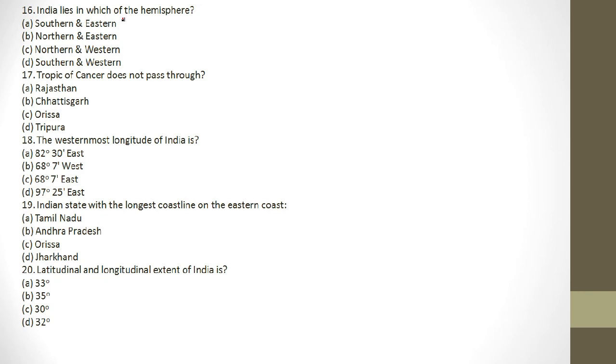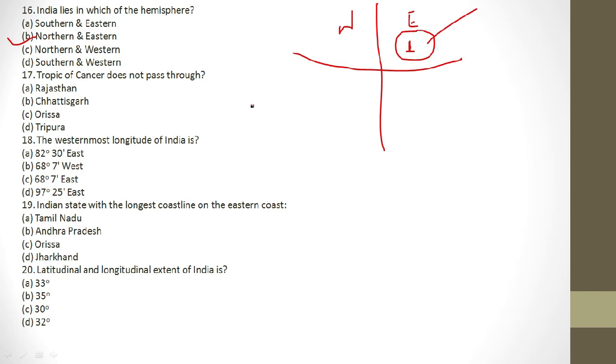India lies in which of the hemispheres? We have seen that it lies completely in the northern and eastern hemisphere. Okay, just to remember, this is equator. Clear? And this is the longitude which divides the earth into eastern and western hemispheres. So you can find out India in the section 1 as we had discussed, if you try to remember. So India entirely lies in the northern and eastern hemispheres.